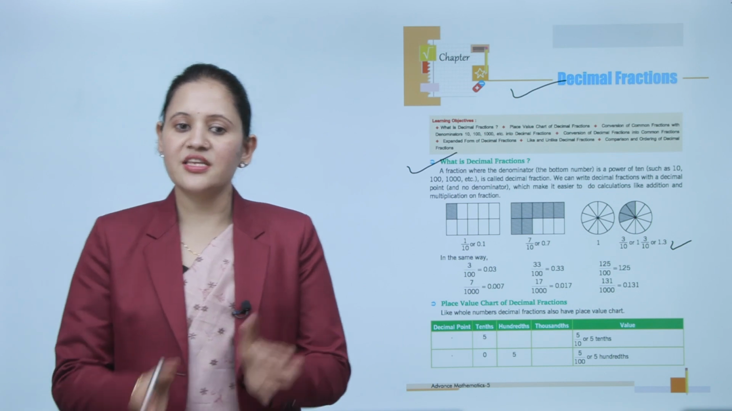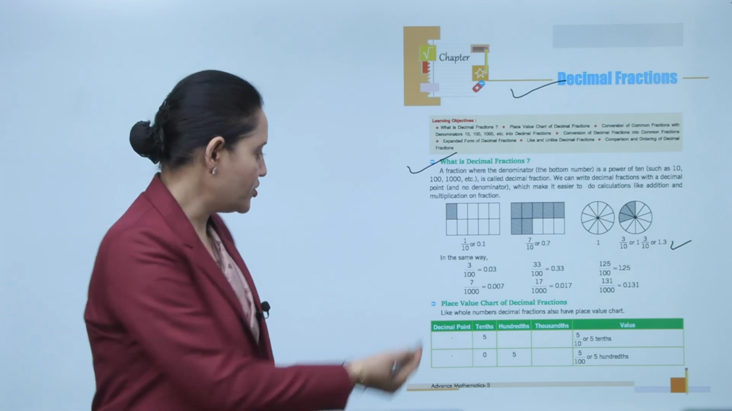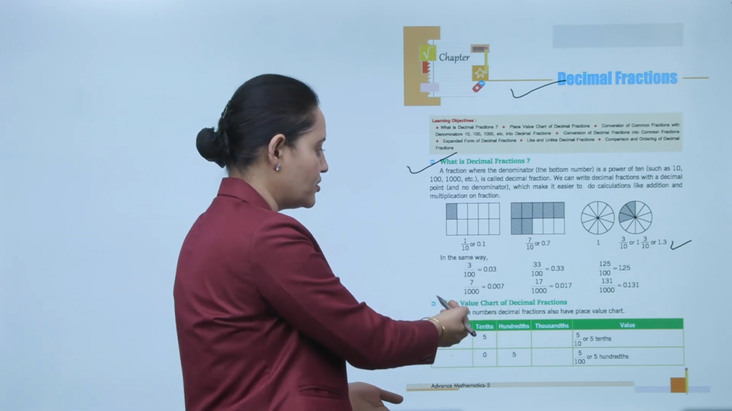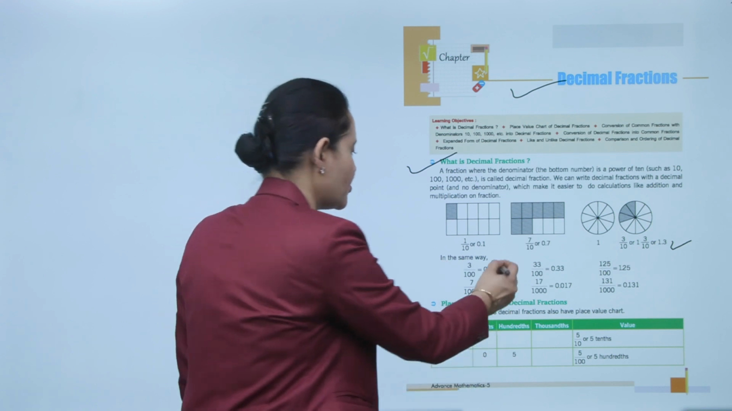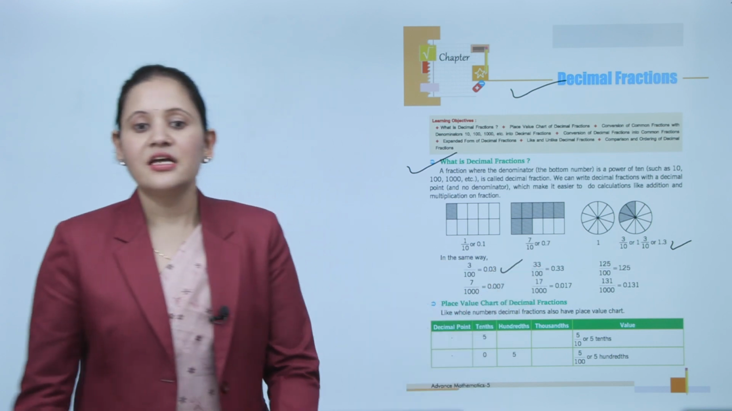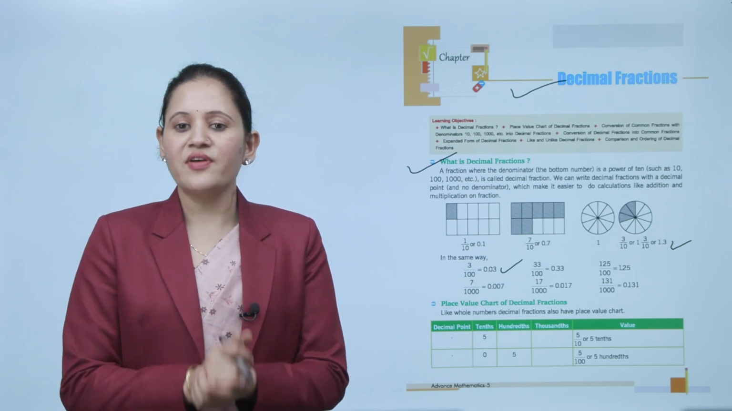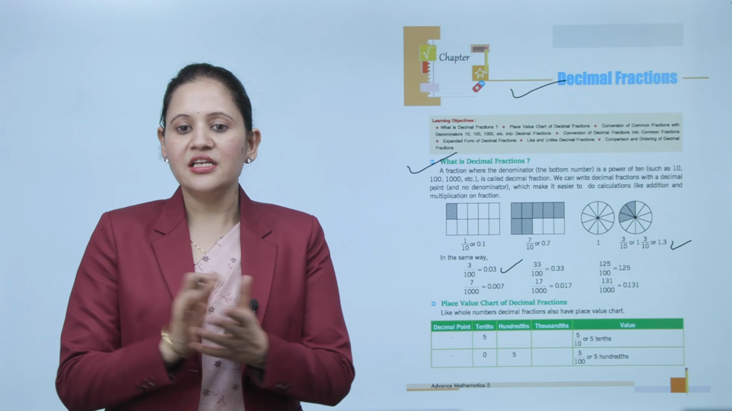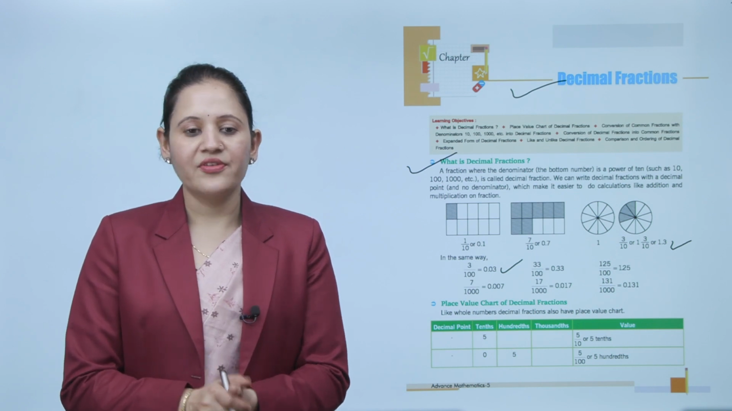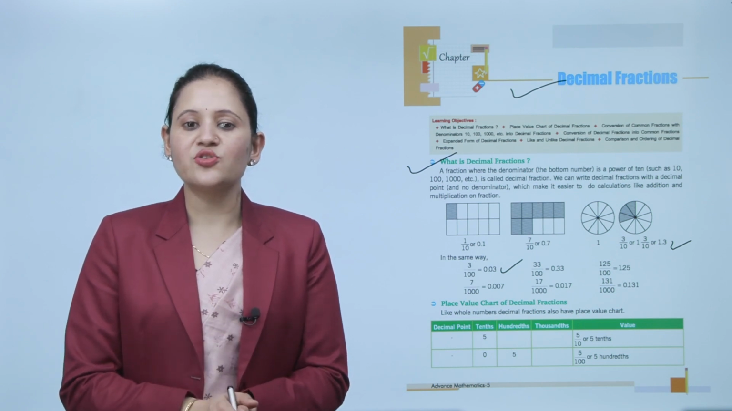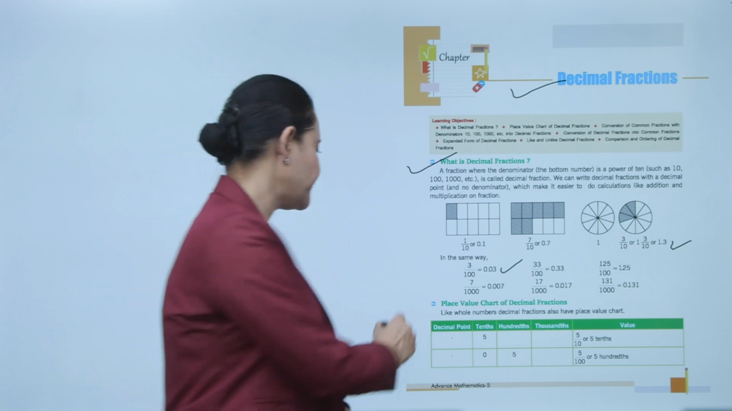The same way 3 upon 100. So there are 2 zeros. From the right hand side, after 2 digits we will place the decimal, that is equal to 0.03. 33 upon 100 is equal to 0.33. 125 upon 100 is 1.25, like this.